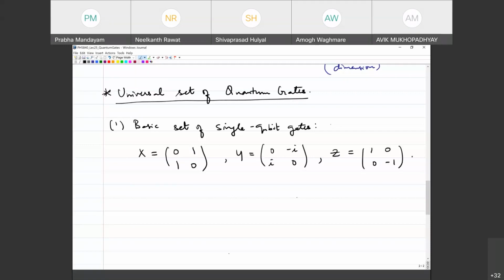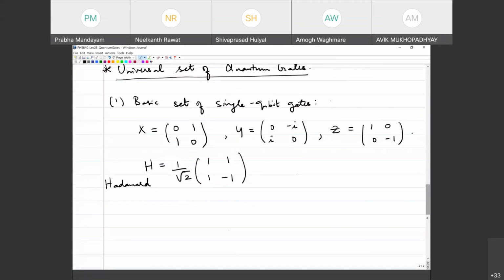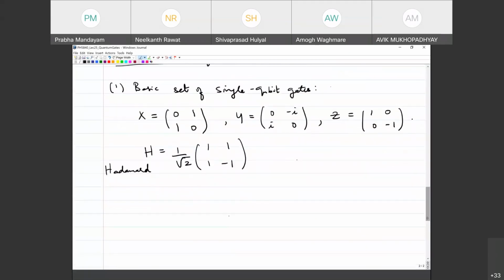Then there is H. We've already seen the Hadamard gate. This is 1 over root 2 times 1, 1, 1, minus 1, and it achieves the very important purpose of transforming the eigenstates of X to the eigenstates of Z and vice versa, transforming from the computational basis to the plus minus basis.